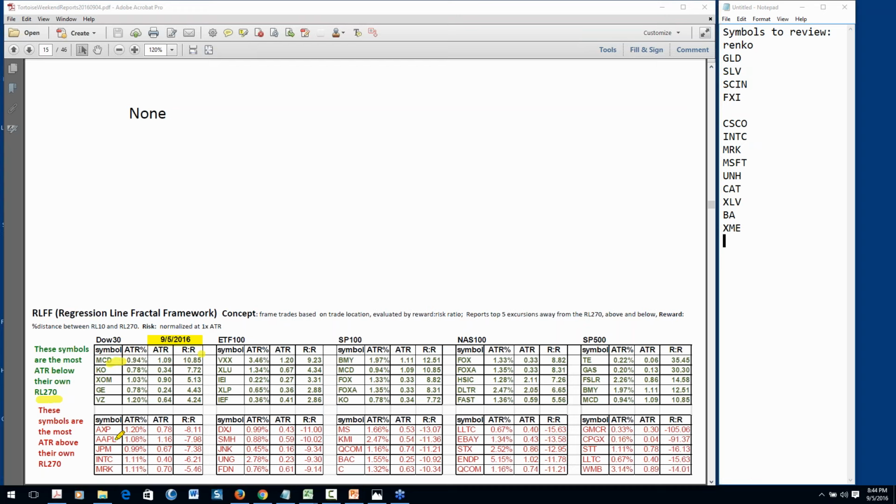And then we're going to look at Intel and Merck anyway. These are minus 5 and minus 6 ATRs ahead of their RL270. So it's not a surprise to me to see them at the top of the relative strength leaders. That's already telling us what we already know. But we'll take a look at this.